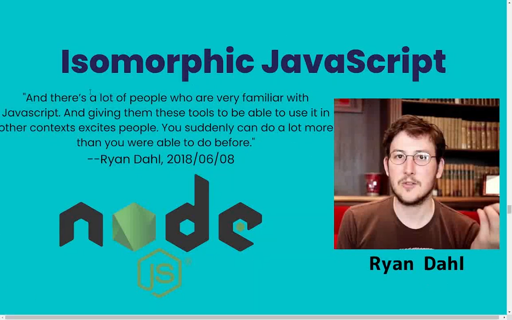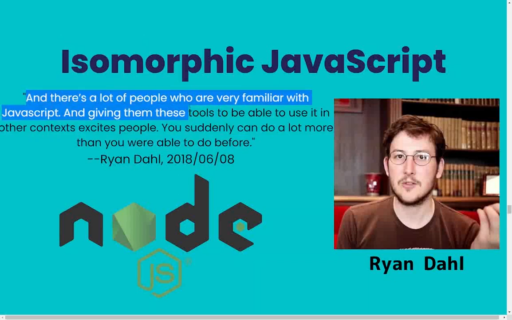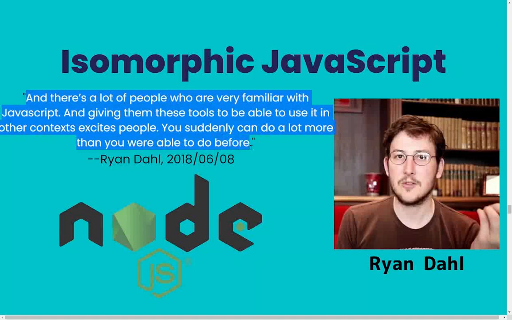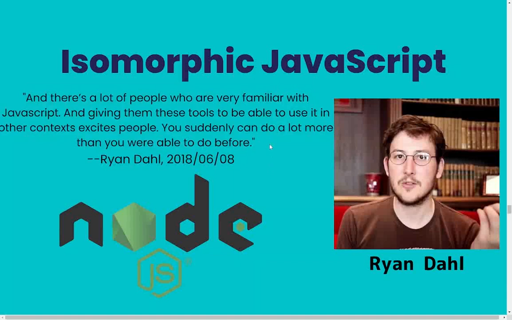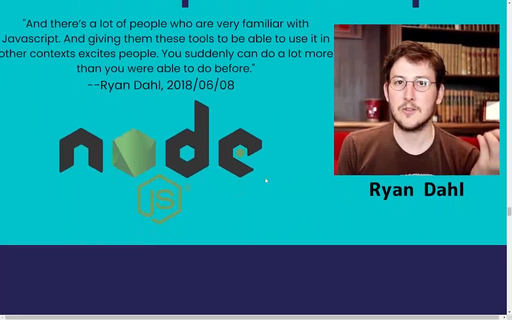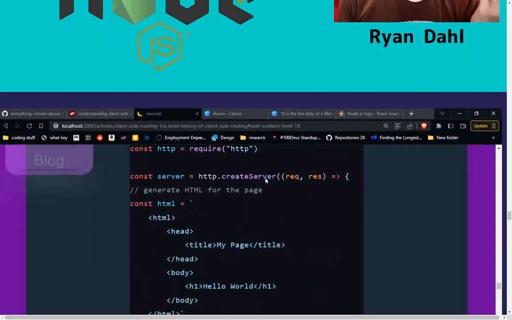But this helped with the server code, and you can see even Ryan Dahl. I have another quote in the article, but I think this one might be better. And there's a lot of people who are very familiar with JavaScript, and giving them these tools to be able to use it in other contexts excites people. You suddenly can do more than you were able to do before, and that's the whole thing. Like whenever you started writing all your code in JavaScript, you could start thinking entirely differently about how you're going to create your code. And eventually, we had something else that came and disrupted the whole scene.